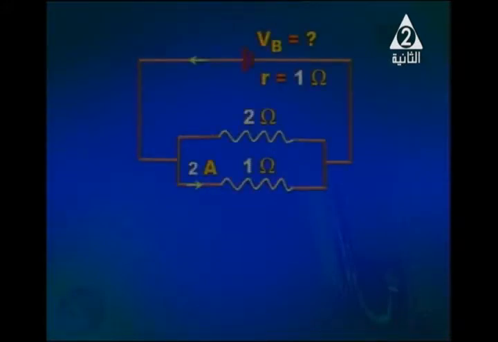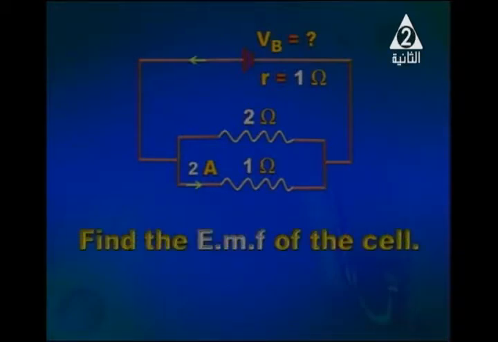Another problem. We've got a circuit. It consists of a battery, but the value of the EMF is unknown. Internal resistance is given to be equal to 1 ohm. We've got a resistance of 2 ohm connected in parallel to 1 ohm. Current through the 1 ohm resistor is equal to 2 amperes. We want to calculate the EMF of the cell.